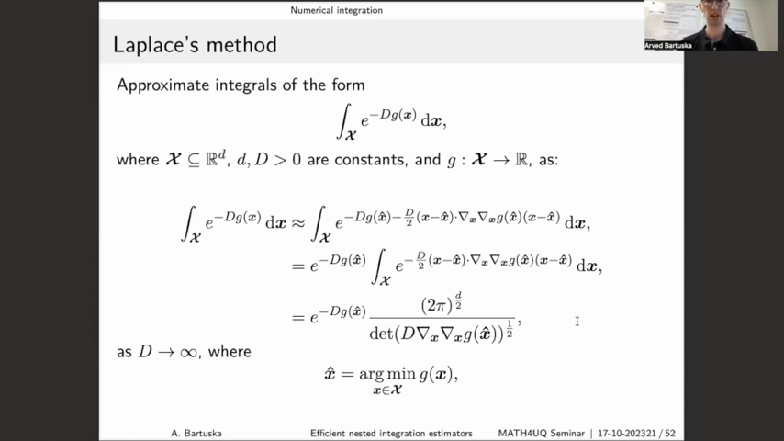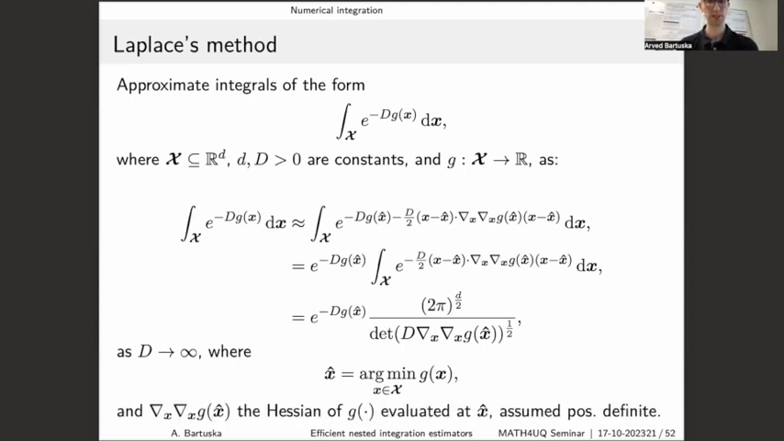Okay, now what does this look like? We have the Hessian here also, so we need to approximate the Hessian of g and assume that g has an actual maximum and that the Hessian is positive definite at this maximum. So those are the assumptions we need on our integrand.